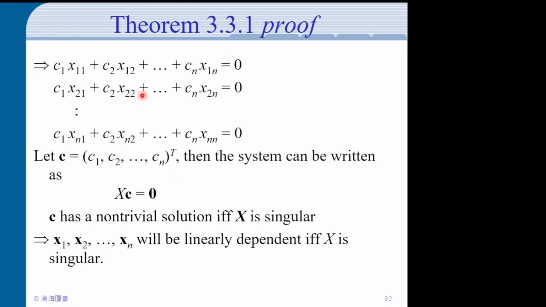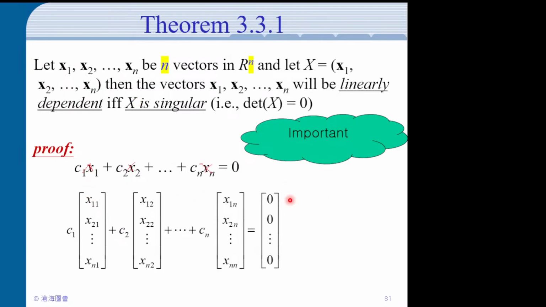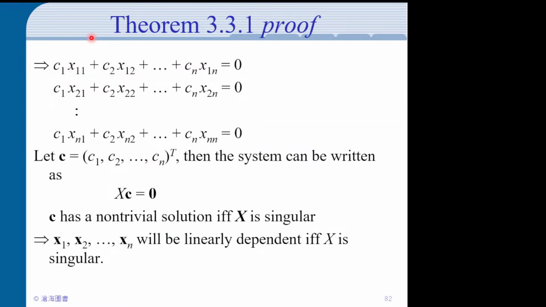And if we consider coordinate by coordinate, then the first coordinate will give you C1 x11 plus C2 x12, all the way to plus Cn x1n, equals 0, etc. And then you see this thing and you realize it's just your X times some c vector equal to the 0 vector. The c vector has n dimensions. Because this is like a linear equation of C1 to Cn, it's X times your c vector equals 0.